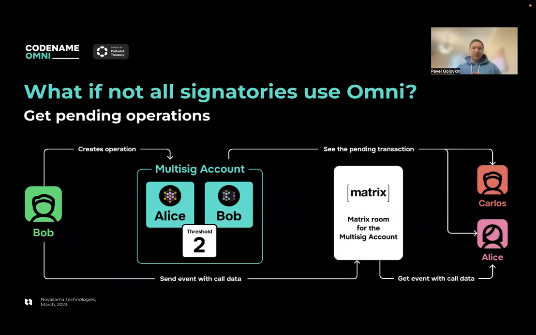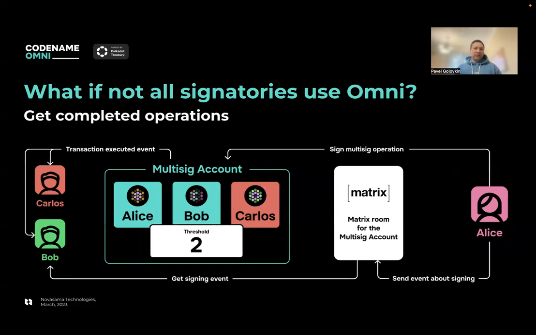And the same picture applies to the pending operation. Bob creates the operation, and this operation will be shared through Matrix with Alice, and she also gets the pending operation from the chain. But Carlos won't get the additional information with the call data, so he should ask someone. But it's not a blocker for signing, because he still gets the information from the blockchain.